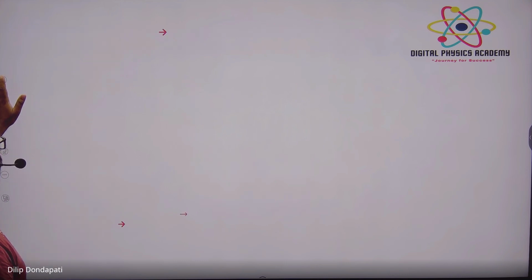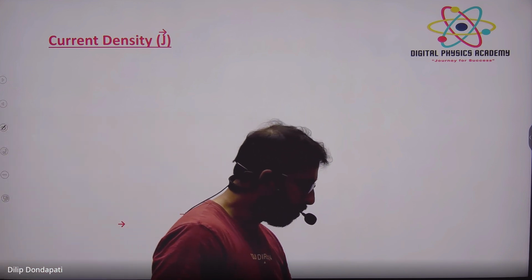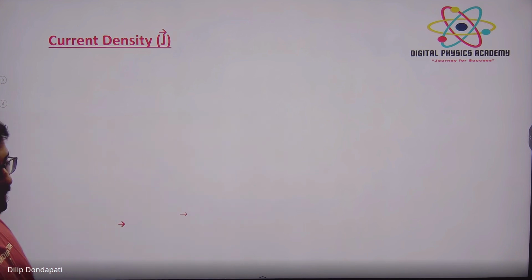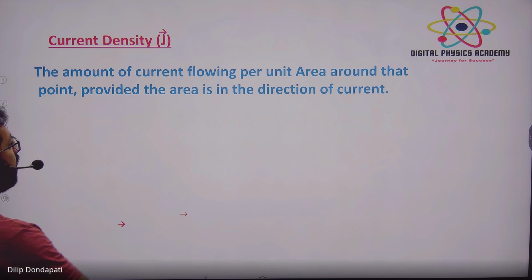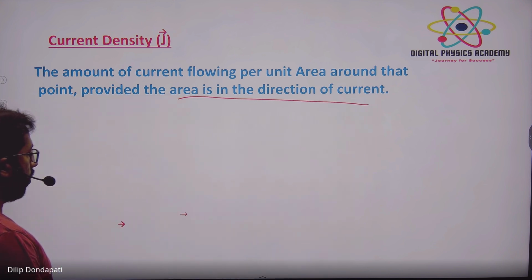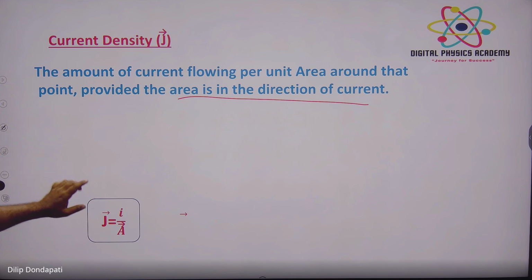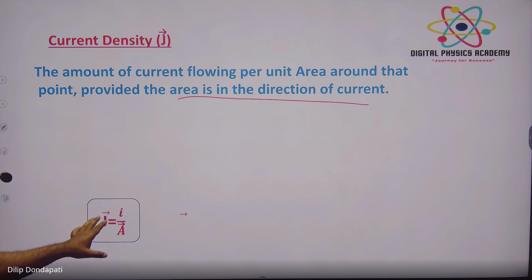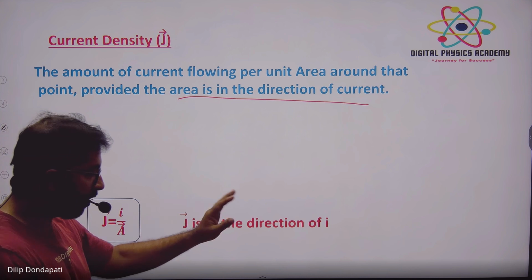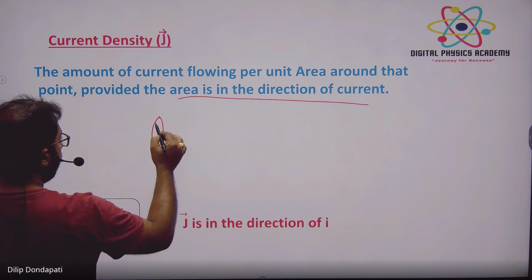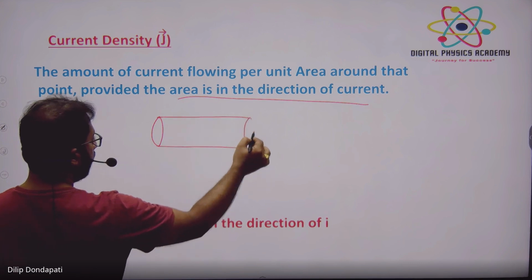Okay. Next physical quantity. We have to know about current density. We represent it as J vector, current density. It is the amount of current flowing per unit area around that point, provided the area is in the direction of current. The basic formula of current density is current per unit area, how much current flows through a square area. That is called current density, and it is a vector quantity, J vector, equal to I by A vector, and J is in the direction of current. So this is a conductor, and this is the area of cross section.